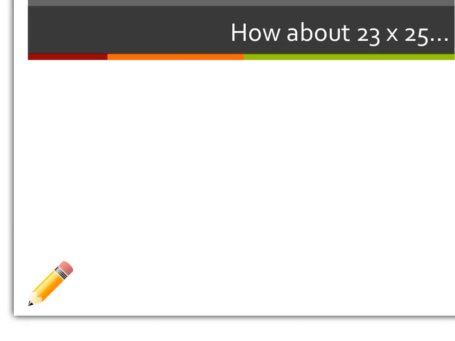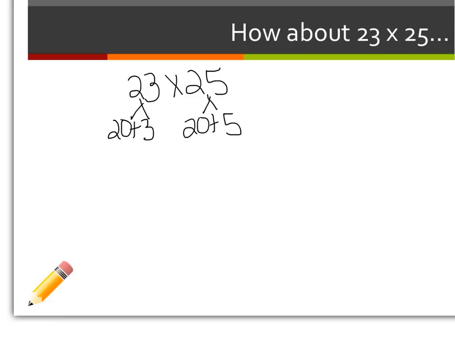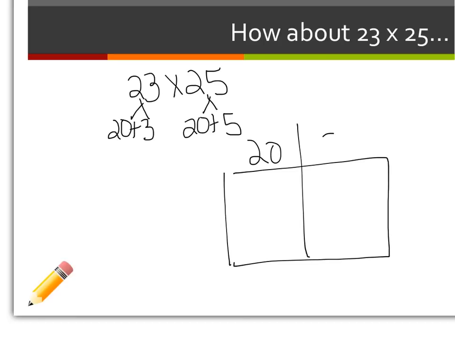Let's try one more. This time copy down this example so that you have it in your notes for when you're doing your check problems and to look back on later. Let's solve 23 times 25 and split 23 into 20 and 3, and 25 into 20 and 5. Drawing my model, I'm going to place 20 and 3 for 23, and then 20 and 5 for 25.